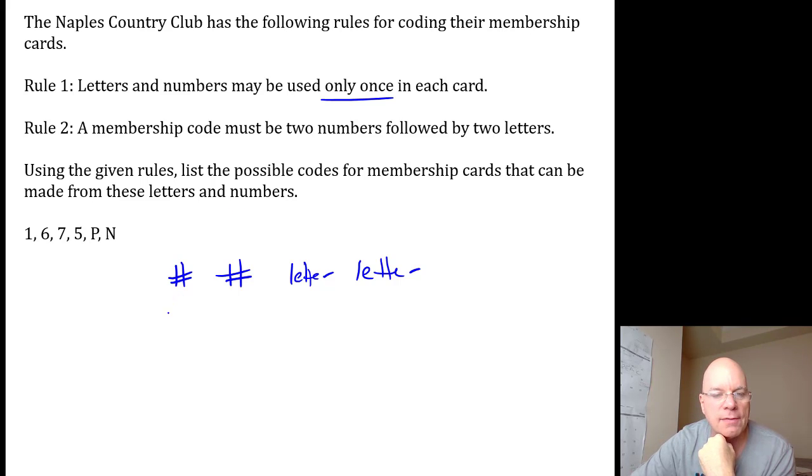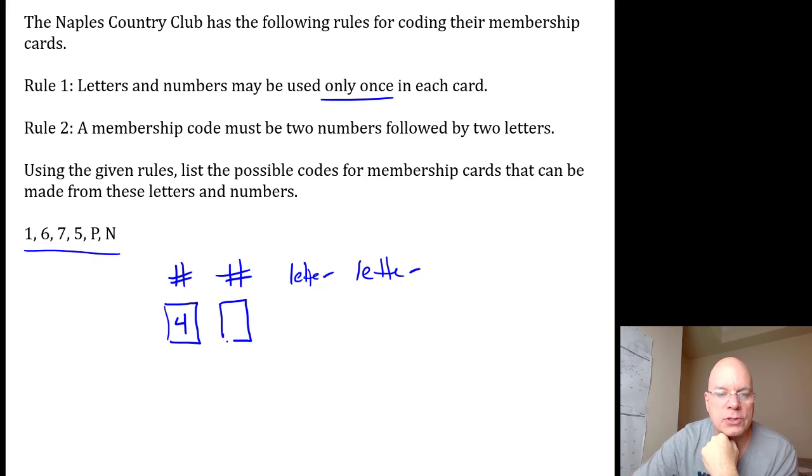How many choices do I have for this first number on the membership card if I'm only pulling my number from these characters? There are 4 numbers here. I could start the membership card with a 1, a 6, a 7, or a 5. So there are 4 choices. The second number, there are no longer 4 choices, because whichever number I've chosen for the first number is no longer available for the second number because of this rule.